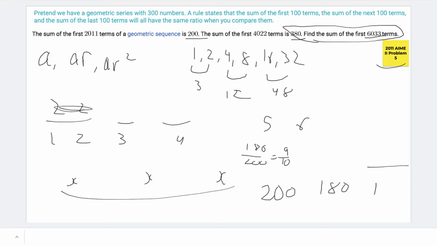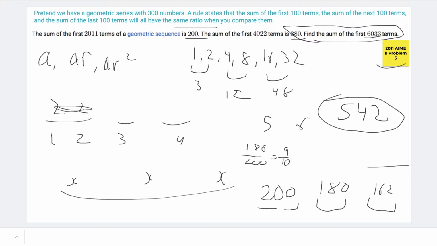That means the sum of the first 2,011 terms is 200. The sum of the next 2,011 terms is 180. And the sum of the last 2,011 terms is 162, because the sums are also in the same ratio. And if you add these three numbers up, you will get 542, which is the answer.